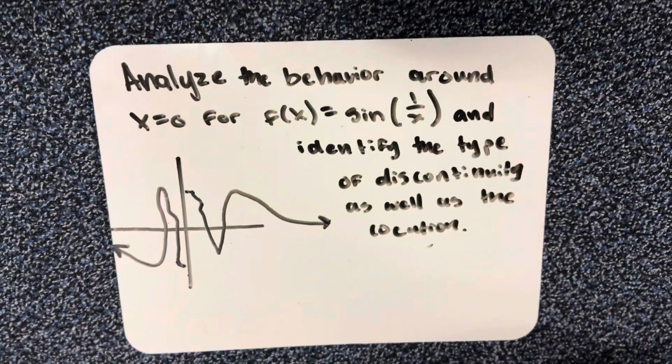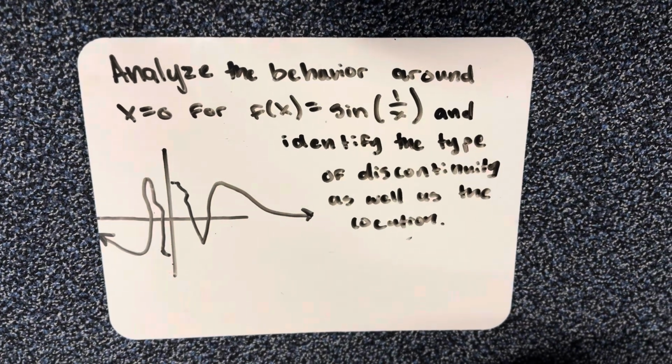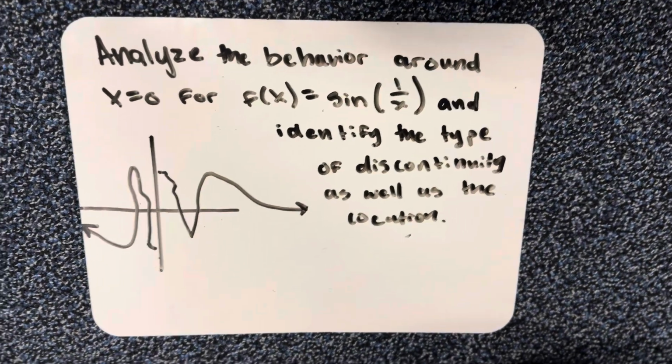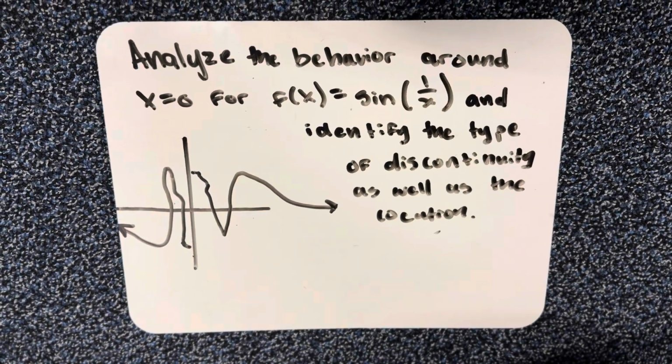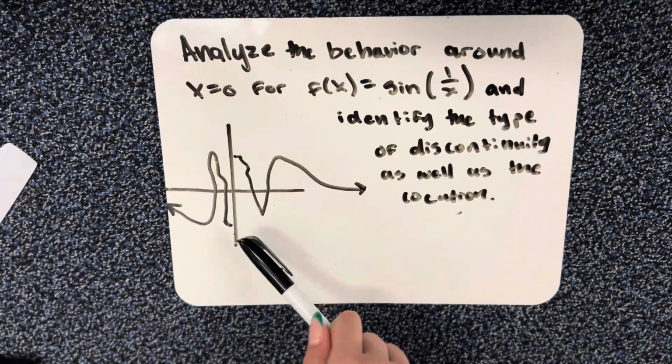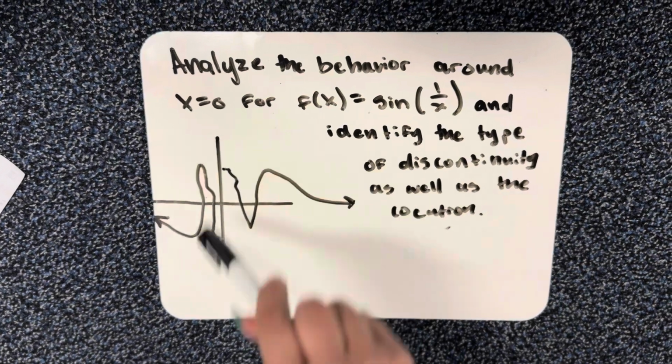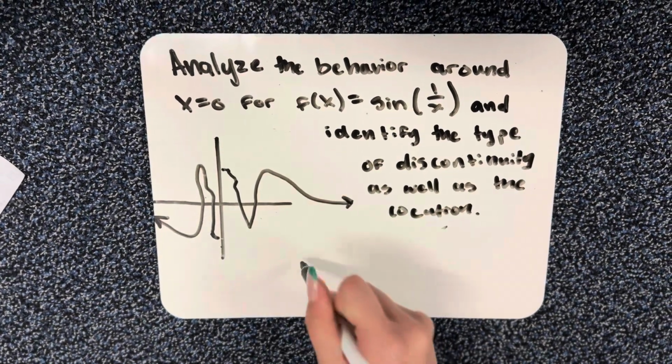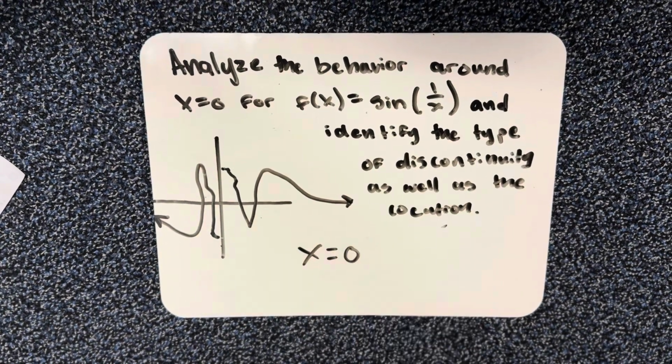For our next question, we've been asked to analyze the behavior around x equals 0 for f of x equals sine of 1 over x, and to identify the type of discontinuity as well as the location. The graph here represents our function, which as you can tell, does not equal 0 and cannot. This means that at x equals 0, we have a jump discontinuity.